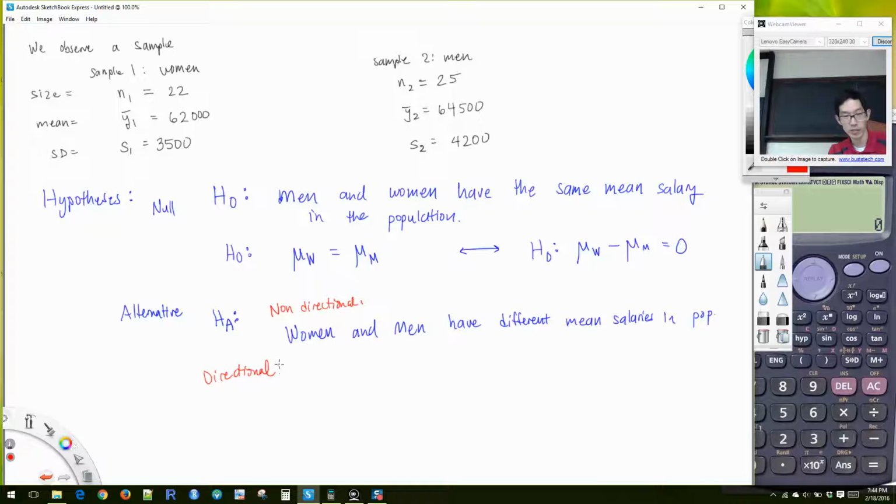And then we have two possible directional alternatives. Okay? So I'll say directional 1 and directional 2. And you don't have to worry about which one's one. But, okay, so directional alternative 1 will be women have a larger mean salary than men in the population.